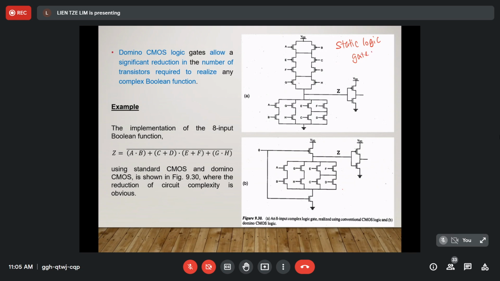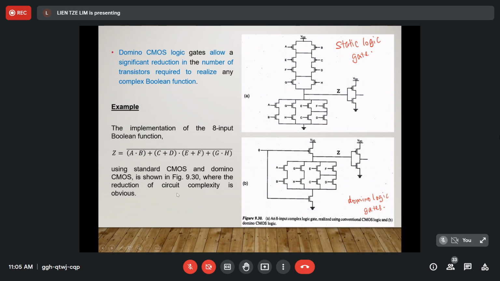Okay, and then this is the domino logic gate. This is an example for you to see the difference between the static logic gates and domino logic gates. The Boolean function is given for this diagram. This diagram is implemented with an 8 input Boolean function. So this is the Boolean function using standard CMOS and domino CMOS.